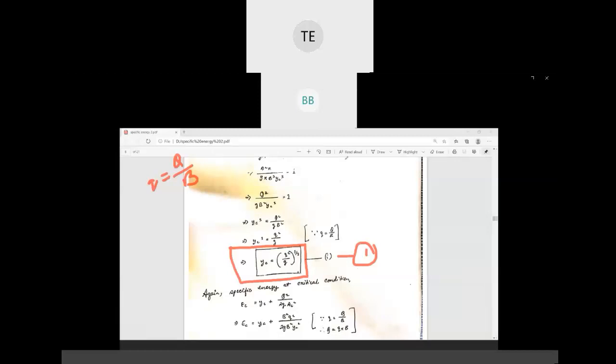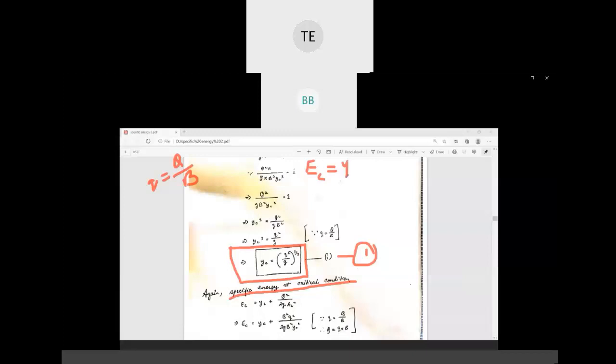Okay. So now, if we consider the specific energy at critical depth or critical condition, say energy EC. For specific energy, if you remember, we are going to consider only two terms. One is your pressure head, or you can say Y. In addition to that, we have the kinetic energy head, that is your V square by 2G.